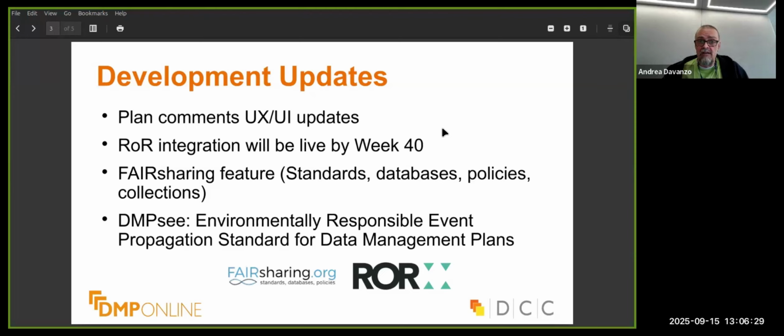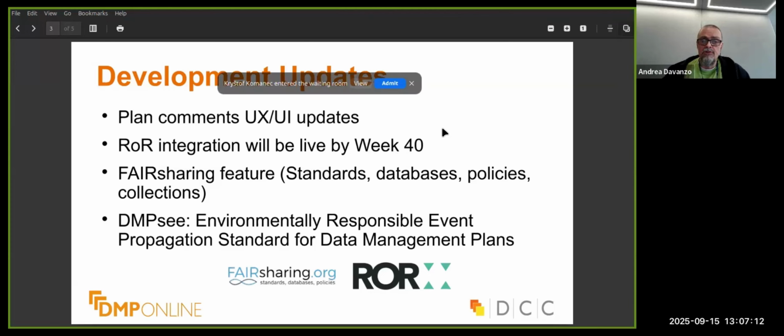We will also start the FAIRsharing features, where it will be possible through DMP Online to access the standards, databases, policies, and collections. That will be available through the fairsharing.org website, thanks to the integration of the APIs that are released with them. I think all the platform administrators will receive some emails with updates very soon, and then we will probably be able to share some screenshots from the first prototype.